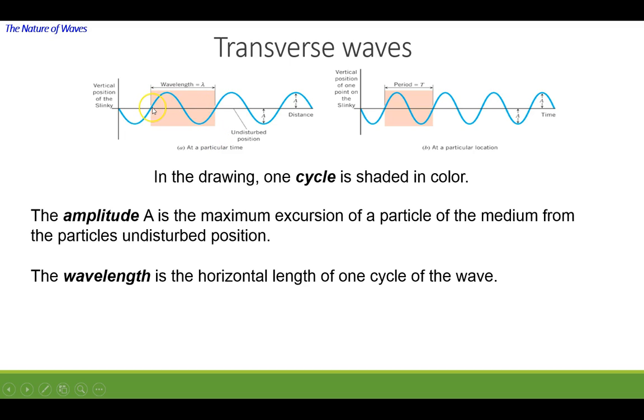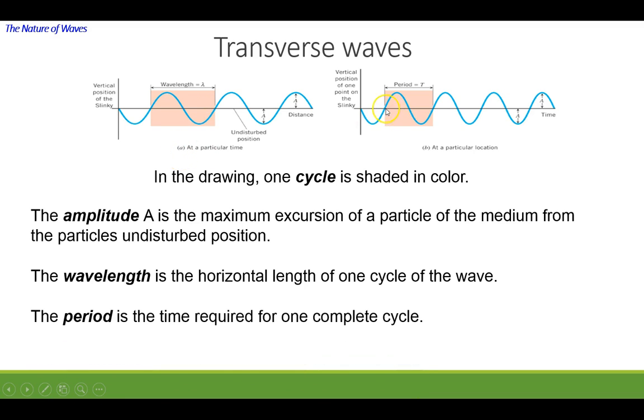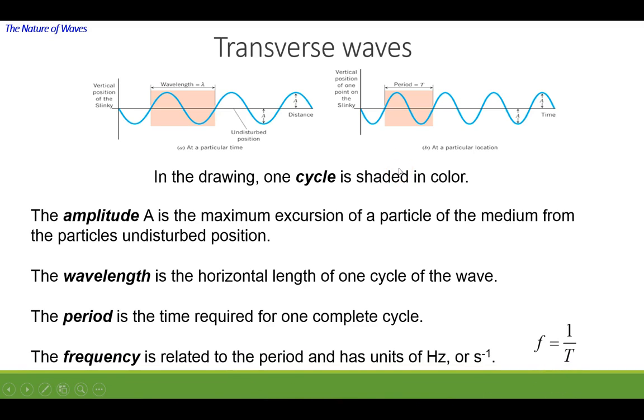Wavelength is the distance that it takes to complete one cycle. And period is the time it takes to complete one cycle. And as we learned from simple harmonic motion, period and frequency are reciprocals of each other.